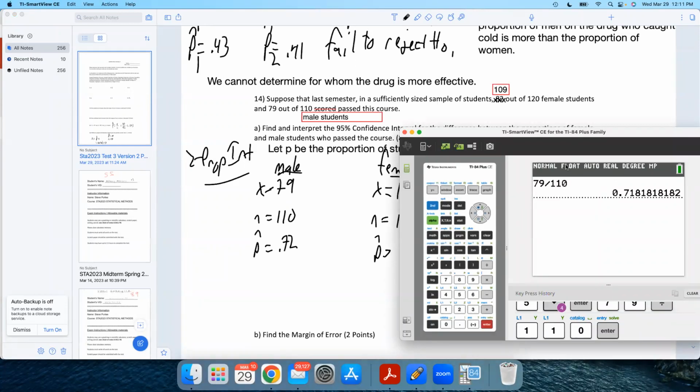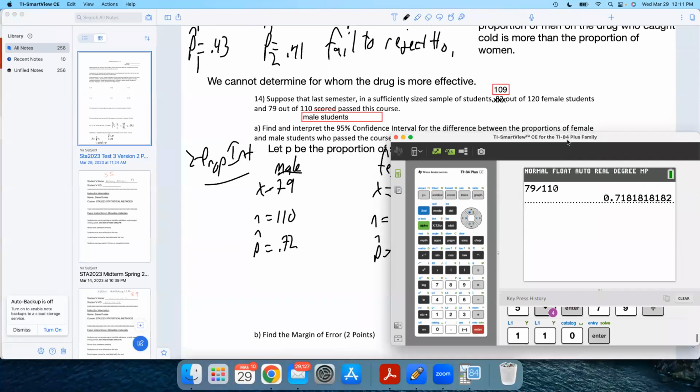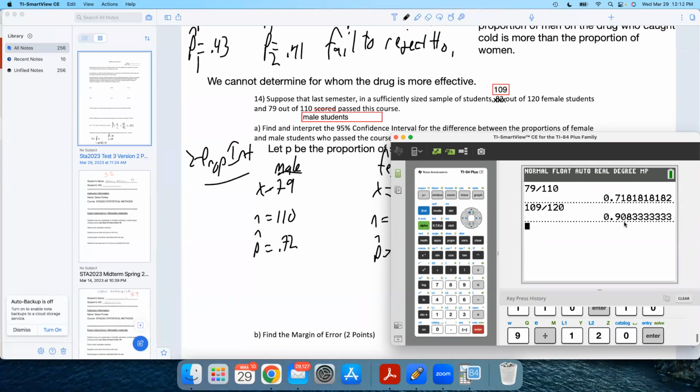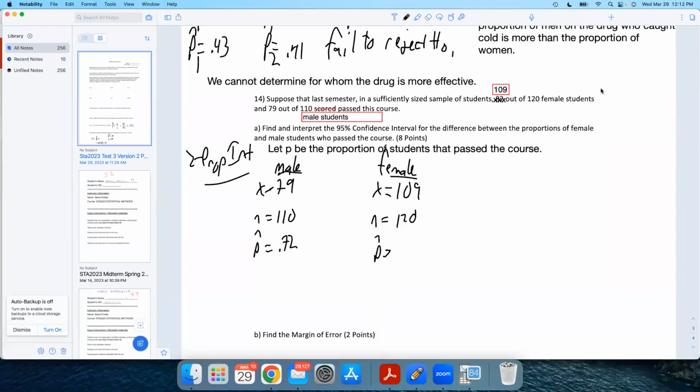And for the women, 109 and 120. 0.91. Did I type all my numbers right? Yeah, I think so. 109, 120. Okay, so 0.91. Whoever has a higher P hat is group 1. So the girls are group 1, the boys are group 2.